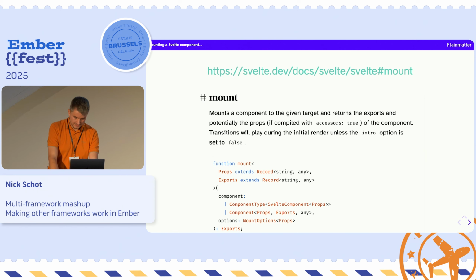In the Svelte documentation, we can find pretty much the same thing. There's a mount function, and if we look at the mount options definitions, we can see that there's a target we can pass for where to render the component.